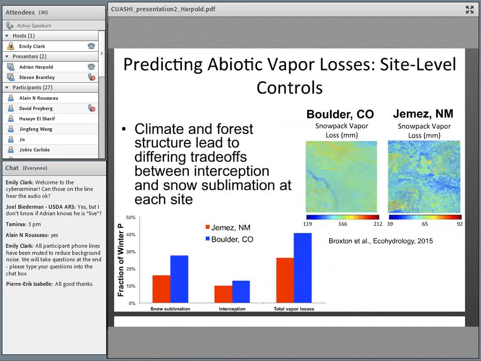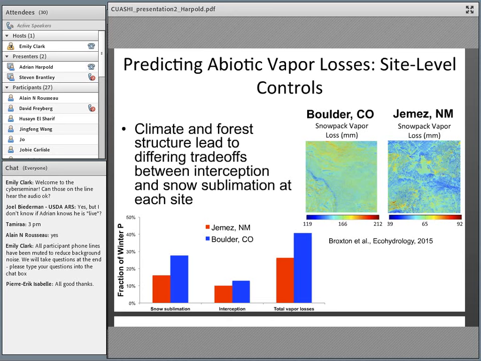And we ran this model at 2 sites where we had sufficient forcing data. That was our Boulder Creek watershed in Colorado and the Jemez River Basin in New Mexico. And I'm just showing one illustration here of snowpack vapor loss, or snowpack sublimation, to make the case that we can now, with a model product, begin to tease apart these fluxes. So we can classify what is interception and what is snowpack sublimation.